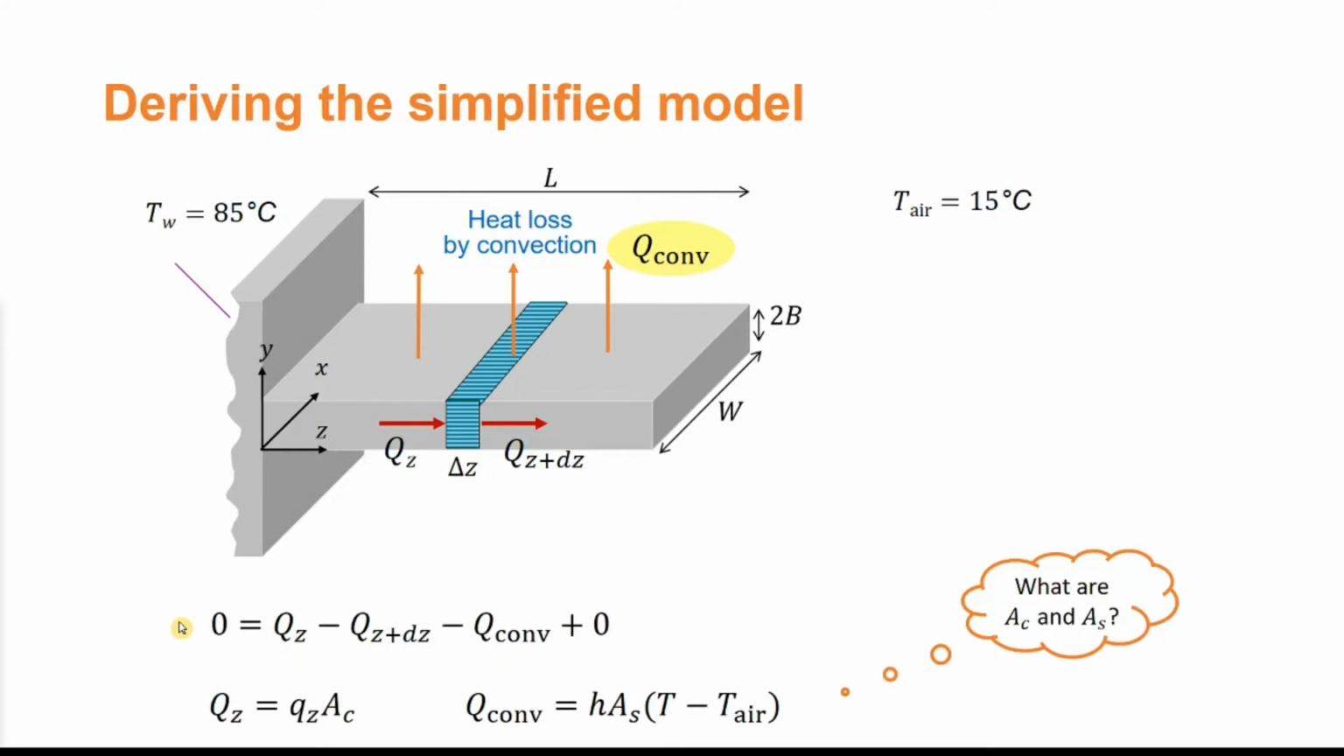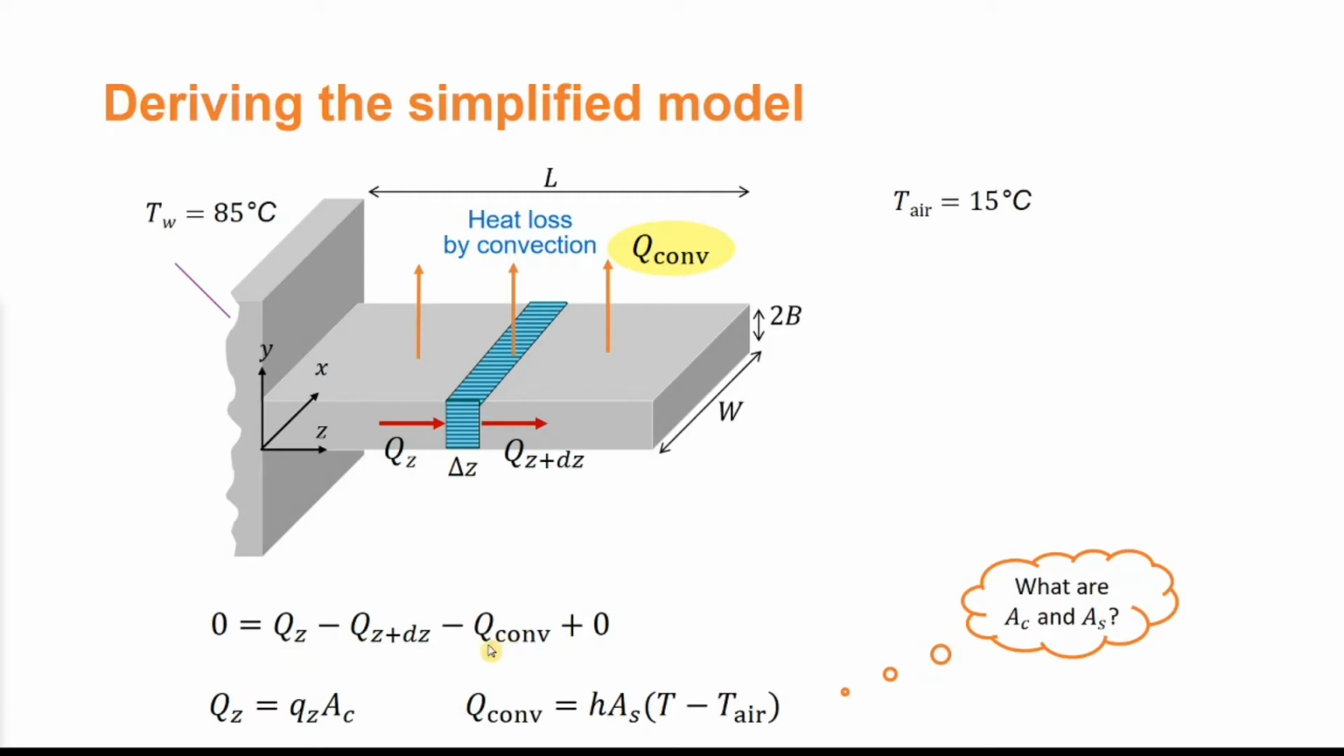Now we apply assumptions and details of the system. It is at steady state, so no accumulation term. No generation term because it's just a metal fin. Now define the inflows and outflows. QZ for in and QZ plus delta Z for out. Then there is also the convective transfer from the fin to the air, which we will call QConv.